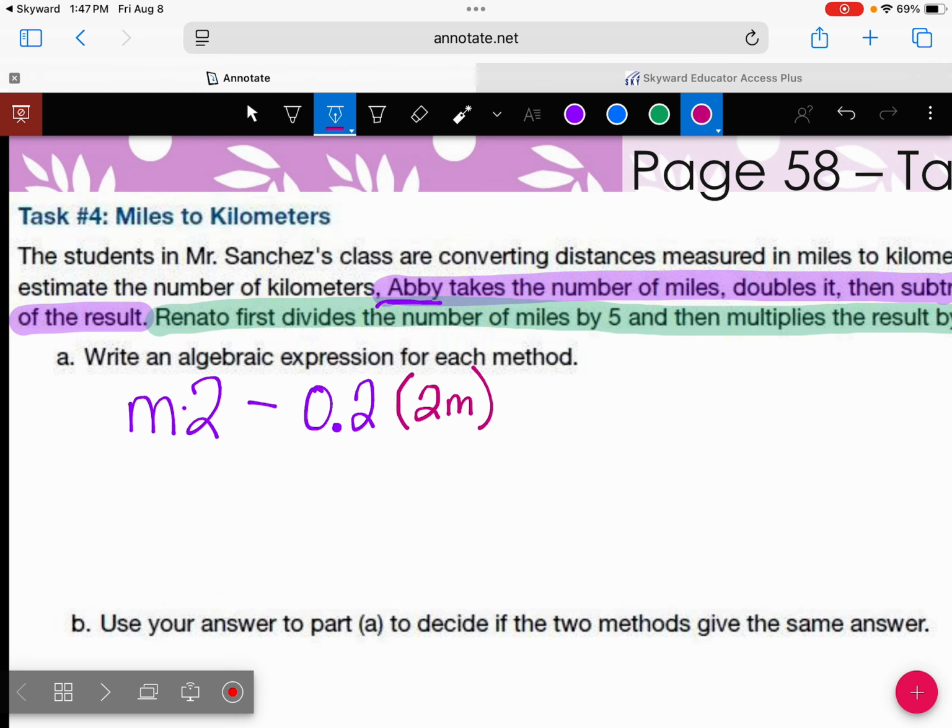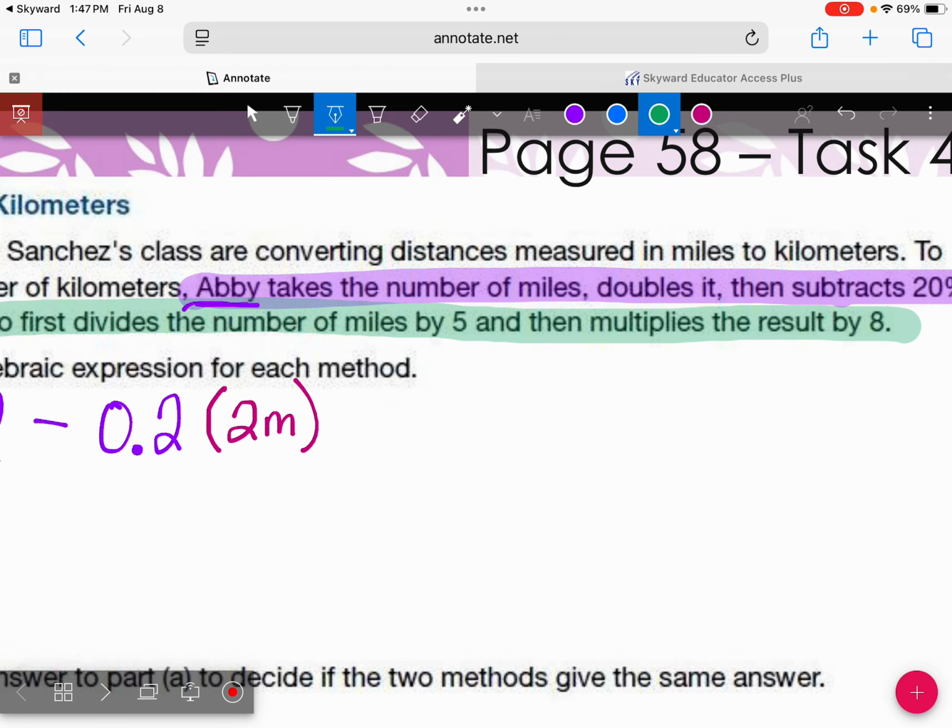What is Renato doing? He's taking his number of miles, and then what? He's dividing the number of miles by 5. So I could write it like this. As I say, it's unpleasant though, especially when we're trying to compare stuff. So it might be easier to do this as our least favorite thing in the world, a fraction. I know we hate fractions. I promise, as we get into equations, I'll show you how to be rid of fractions forever. Almost entirely.